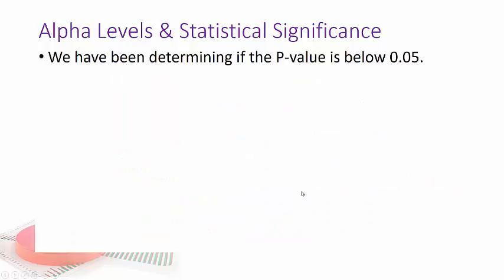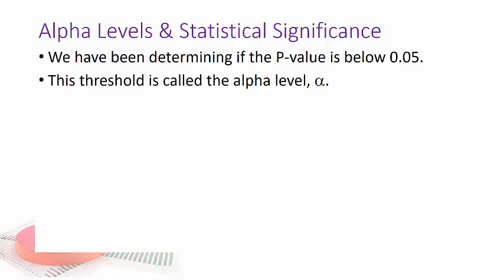All right, now let's look at alpha levels and statistical significance. We have been using an alpha level. We haven't been calling it that, and that alpha level was 0.05. And that's what we compared the p-value to. This threshold, again, is called the alpha level, the 0.05, not the p-value, but the 0.05 where we set it.